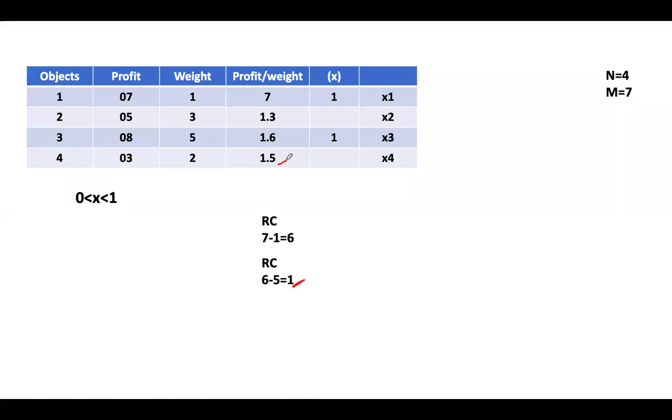Okay, the fourth object's profit divided by weight ratio is better than the second object. So I will consider that fourth object, but there is a constraint now. What is the constraint? The fourth object requires 2 kg, but there is only 1 kg left in our container.